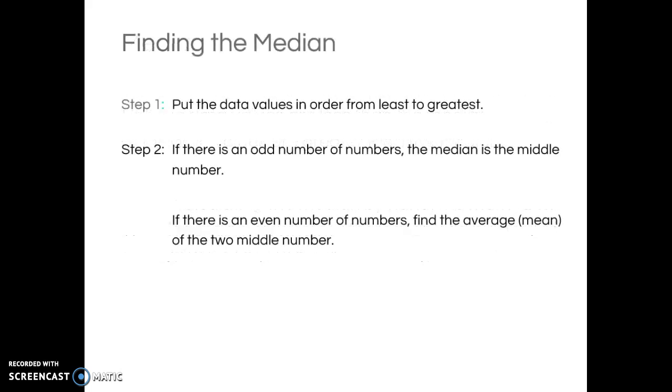So the first thing you want to do is make sure that you put your numbers in order. That's so important. Then if there's an odd number of numbers, the median's in the middle. And if there's an even number of numbers, find the average of the 2 middle numbers, because if there's an even number of numbers, there's no number in the middle, so there would be 2 numbers in the middle, and you'd have to average those 2 together.